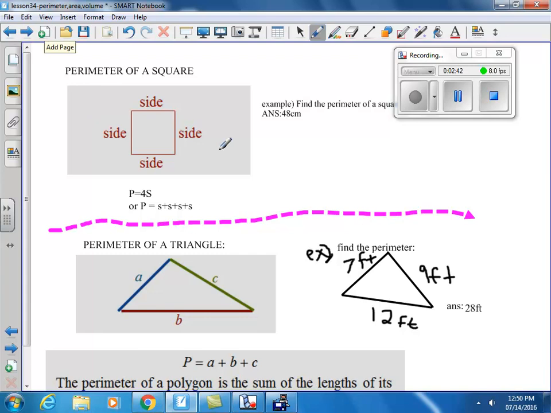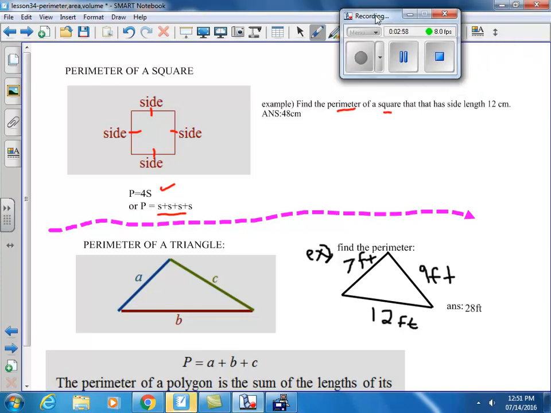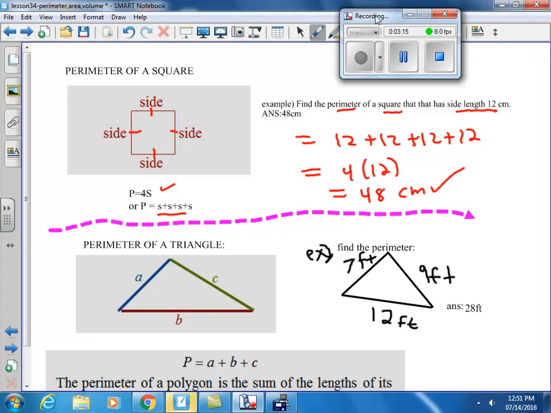Now with a square, you know that all sides are congruent, are equal. So you could memorize the formula 4 times the side length. Or you could just say, hey, I'm going to add up the 4 side lengths. So if you have to find the perimeter of a square that has a side length of 12, you could say 12 plus 12 plus 12 plus 12. Or you could say that's the same as 4 times 12. No matter what, you're still arriving at 48 centimeters for the perimeter of a square that has side length of 12. Okay? Hope that helps.